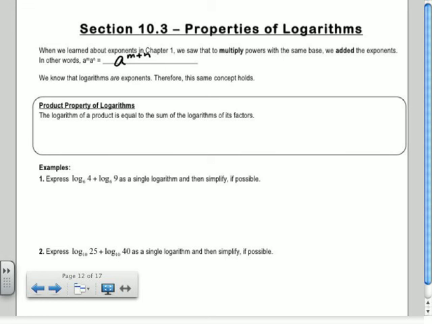And when we first talked about logarithms, I told you that they are exponents. They don't look like exponents, but they represent exponents. So the same concept holds. If you have multiplication, you have addition. So here's what the product property of logarithms says. It says the logarithm of a product, so if I had log with some base b of m times n, it's equal to the sum of the logarithms of its factors. So it's going to be equal to log base b of m plus log base b of n.